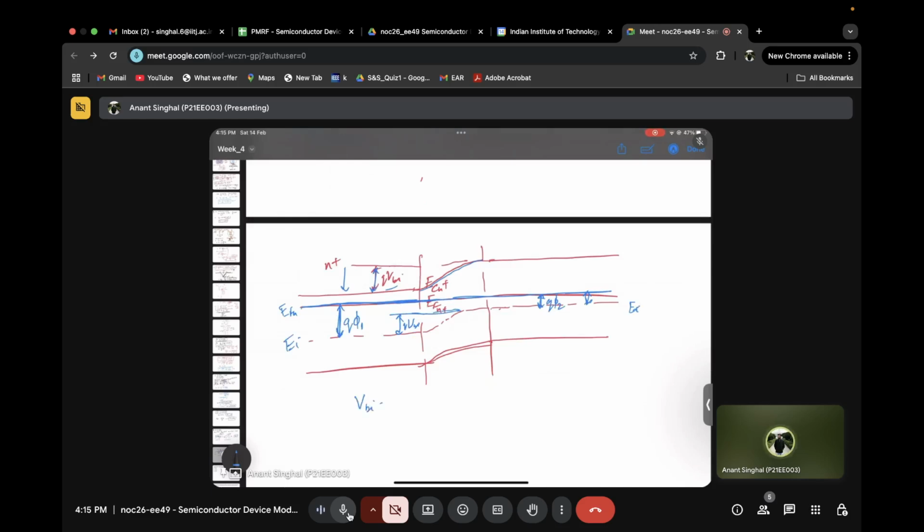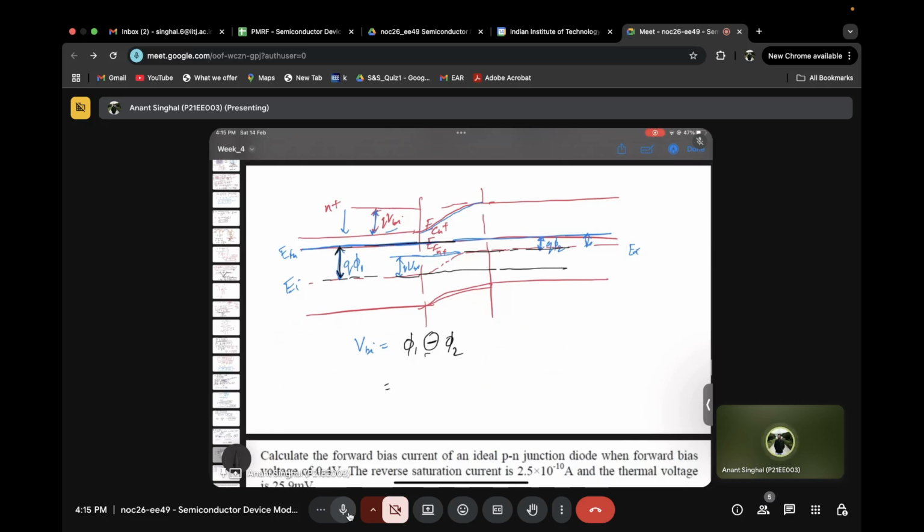So what will be the value of VBI in terms of phi 1 and phi 2? This is the question. Anyone? It should be phi 1 minus phi 2, right? Phi 1 is bigger. Till now for the p-n junction, if you remember, what did we get? We got phi p plus phi n, right? So here the whole catch was we are getting a minus.